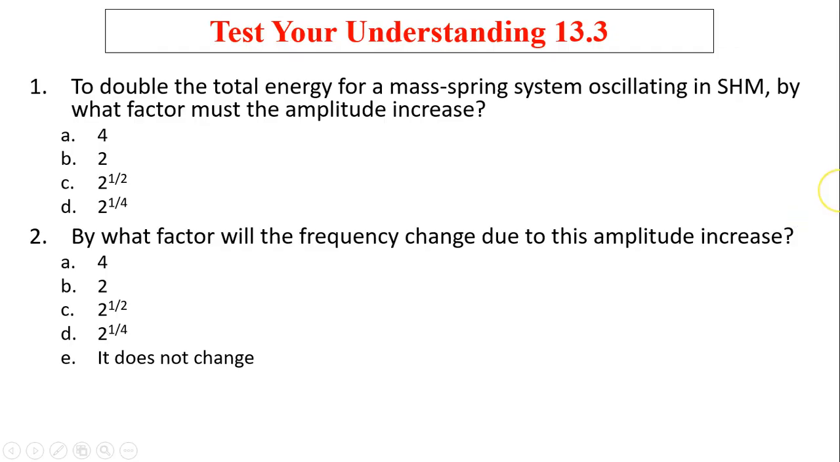Okay, test your understanding. To double the total energy of a mass spring system oscillating in simple harmonic motion, by what factor must the amplitude increase? Total energy equals 1/2 kA squared. So A is proportional to square root of E. If E doubles, A has to increase by square root of 2. So the answer is C.